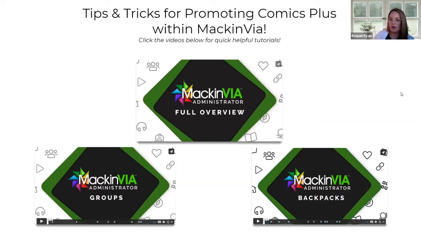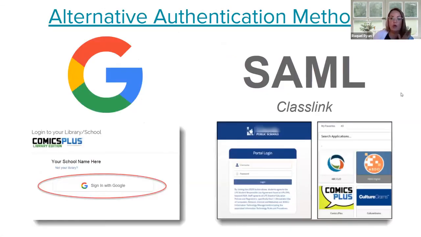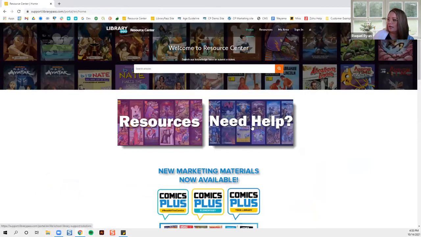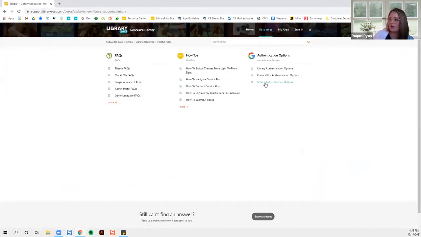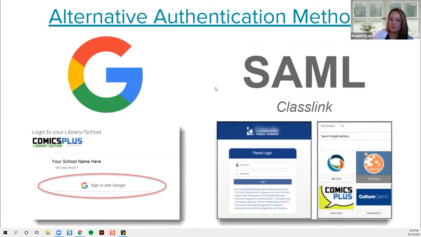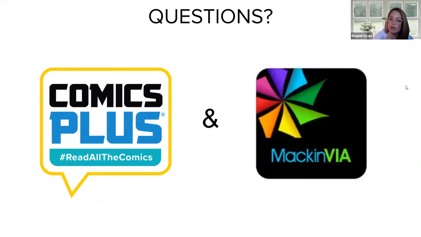If for any reason you are interested in a different authentication type, we have alternative authentications. You can go right to our resource center, click on need help, and you can access those right here under school authentication options. MackinVIA is a wonderful way to authenticate your kids and your students. As Mesa mentioned, it will link directly to your portal. It will link directly to Follett Destiny or Clever. Your students don't have to have a second login for Comics Plus, so it's really a wonderful place to house all of the materials. And then with all of that, do we have any questions that we can answer?